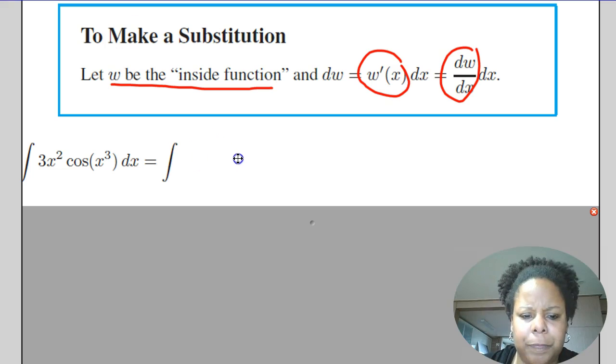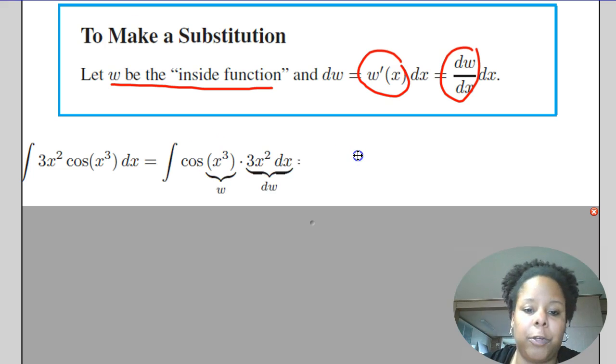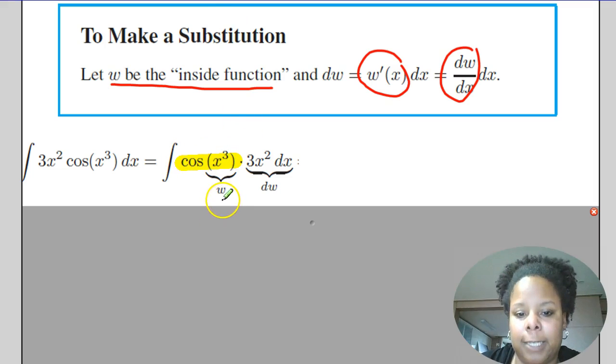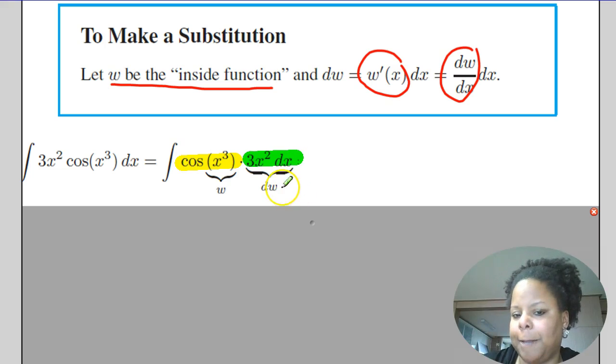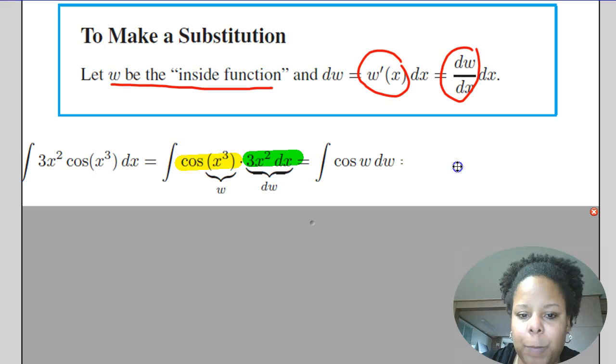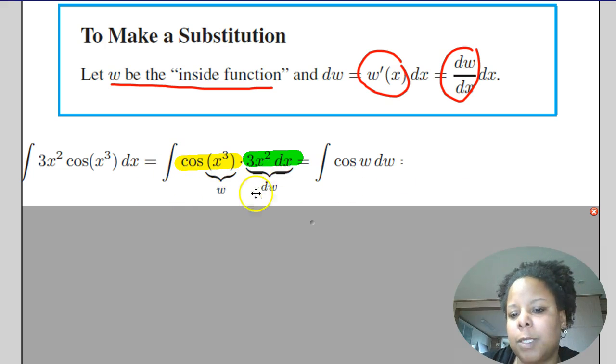As you can see here, we're going to let w be equal to x cubed. That's the inside function of some composition of functions. And then cosine of x cubed would represent the derivative of the outside function with respect to the inside function. Since w is x cubed, dw is going to be equal to 3x squared times dx. Once you have that, we replace the integral, take out all the x's and replace them with w. So this now becomes the integral of cosine of w times dw.